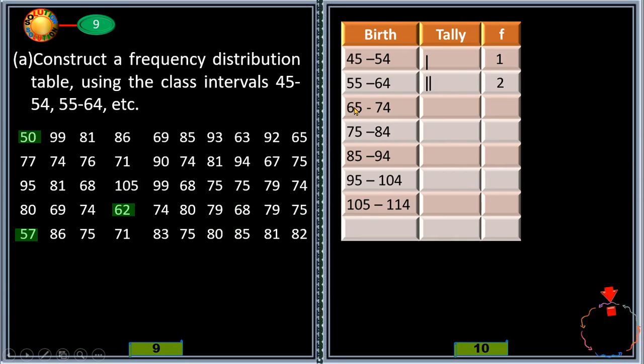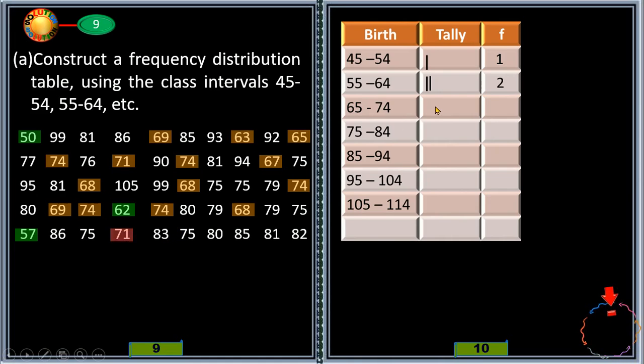For the next class, 65 to 74, we are going to count. We have 1, then number 2 here, then number 3, number 4, number 5, number 6, number 7, number 8, number 9, 10, 11, 12, 13, 14, and then finally number 15. So we're now going to draw the tally. The first 5 group, the next 5 group, and the third 5 group, giving us a frequency of 15.